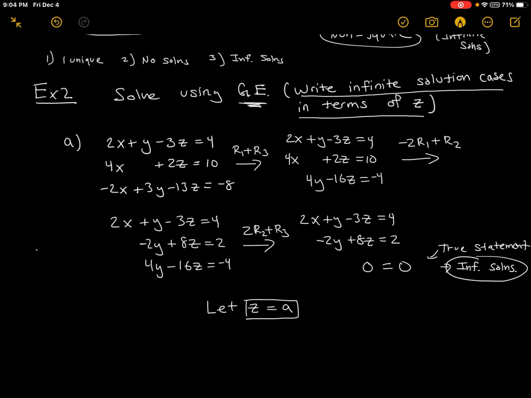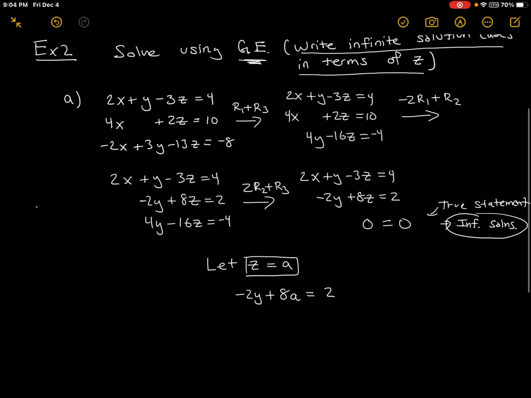All right, so z is equal to a, and then we're just going to back solve assuming that z is equal to a. So negative 2y plus 8, now instead of calling it z, we're going to call it a, is equal to 2. And now what we're going to try to do is get y by itself. So 8a minus 2 is equal to 2y.